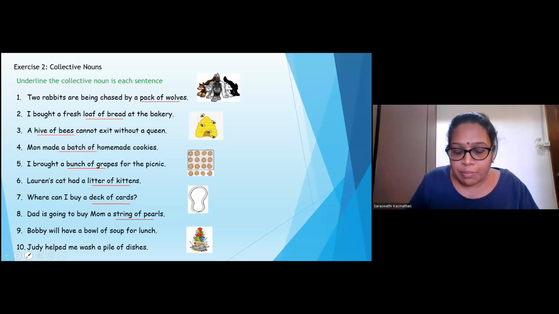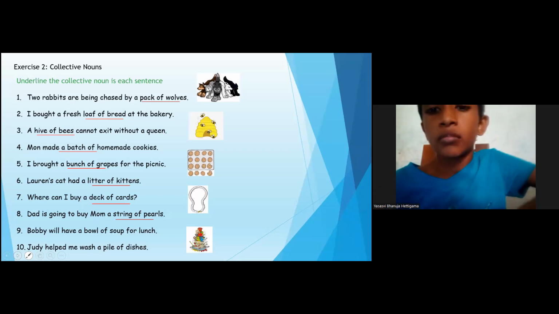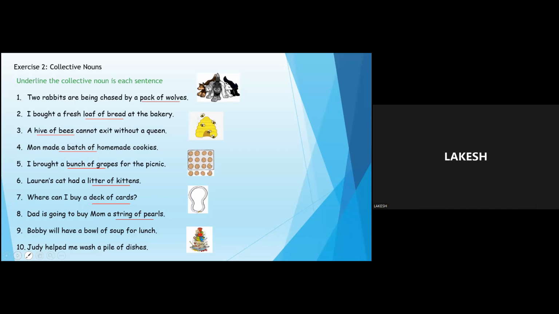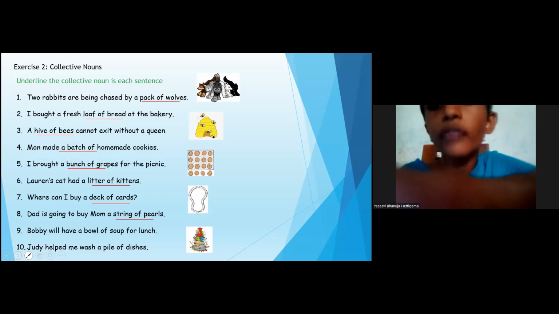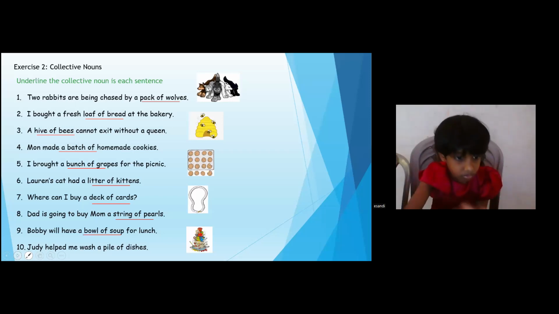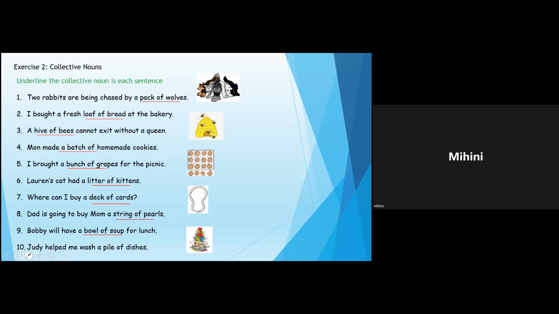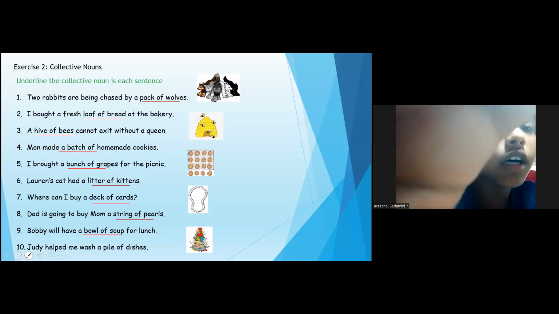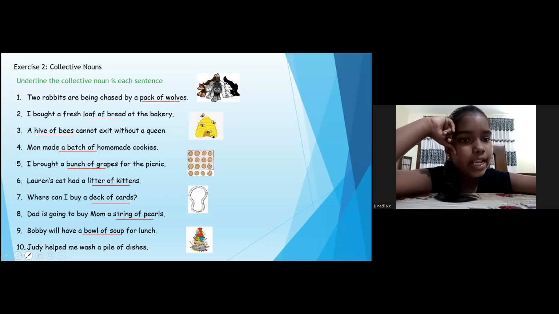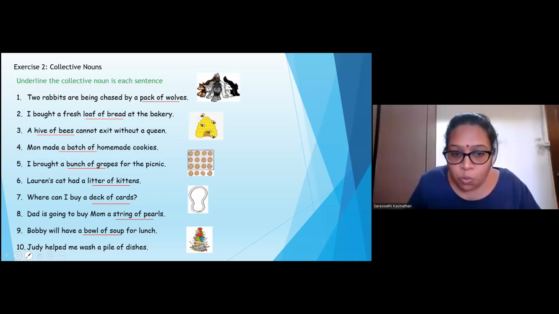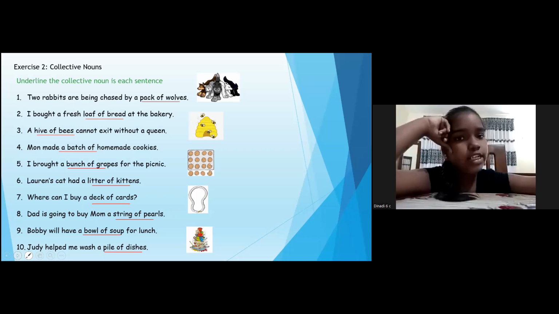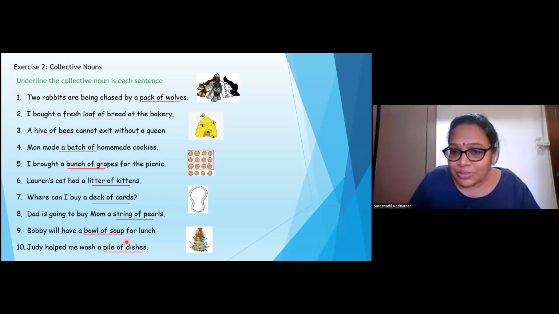Okay, number 9. What do you have for number 9? Can anybody read? We will have a bowl of fruit. Okay. Collective noun? Very good. Good job. Okay, last but not least, number 10. Judy, help me wash a pile of dishes. What's the collective noun? A pile of dishes. Excellent. Pile of dishes. Children, you have managed to get all 10 answers correct.